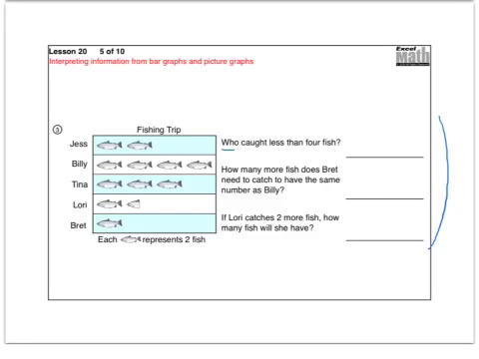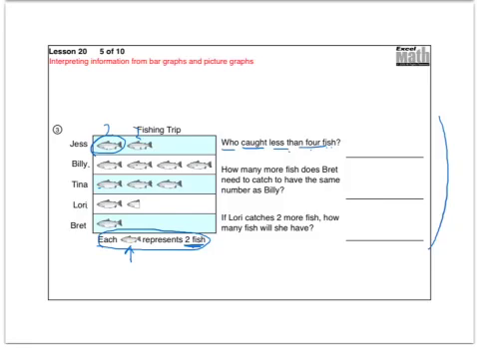Okay, the first question says, who caught less than 4 fish? Now notice that you have to look at the key down at the bottom. Each picture of the fish represents 2 fish. So Jess caught 2 and 2 there, which makes 4. Is that less than 4 fish? No, that is 4 fish. When we're talking about less than 4 fish, it can't be 4 yet. So obviously Billy caught more than 4 and Tina caught more than 4.